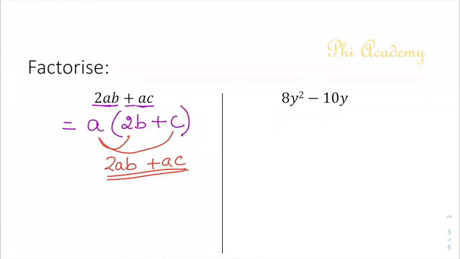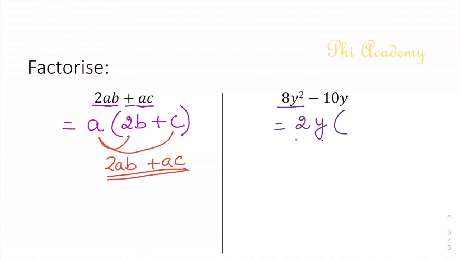So another example, factorize 8y squared minus 10y. Here also we start with the numbers 8 and 10. So 8 and 10 are both multiples of 2, so we take the 2 out. Now looking at y squared and y, y is common in both these terms, so I'm going to just take that out and then start with the bracket. 2y times what will give me 8y squared?